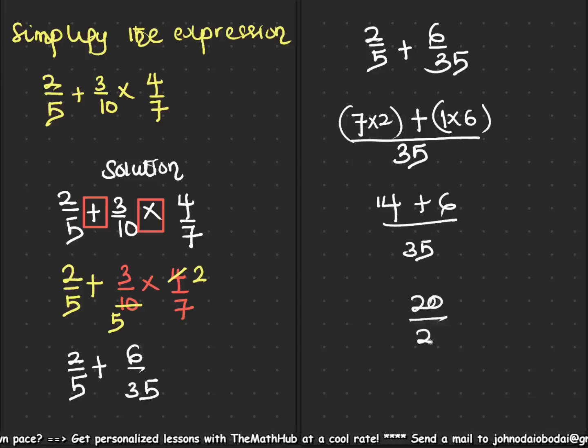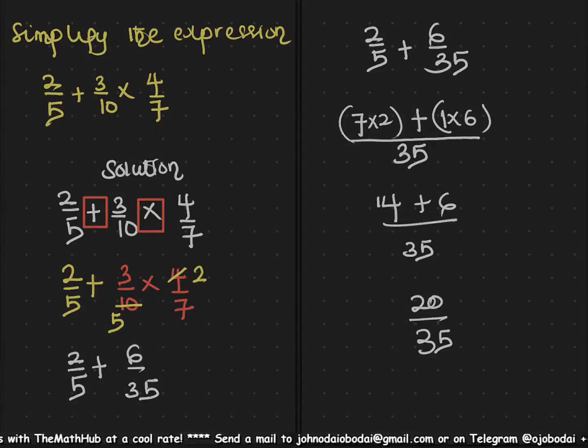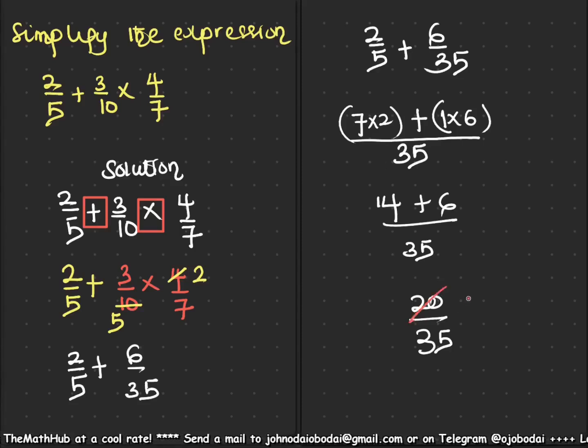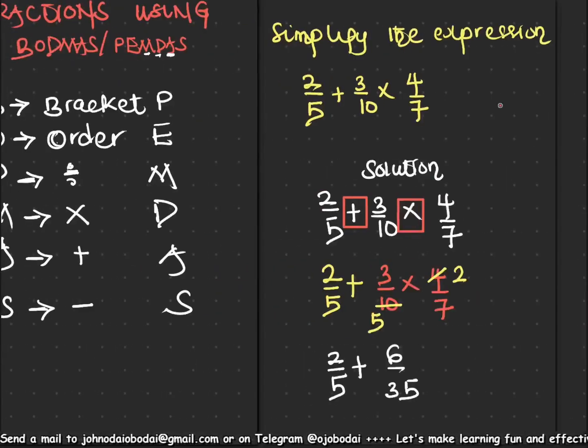So we have 20 over 35. This here becomes the final answer of this long thing we saw here. But yet still we can simplify, right? We can simplify because you realize that 5 can divide 20 and can also divide 35. So 5 divides 20 to give us 4 and 5 divides 35 to give us 7. Hence our final answer is what? 4 over 7. We have applied the BODMAS here, solving first of all the multiplication before the addition.